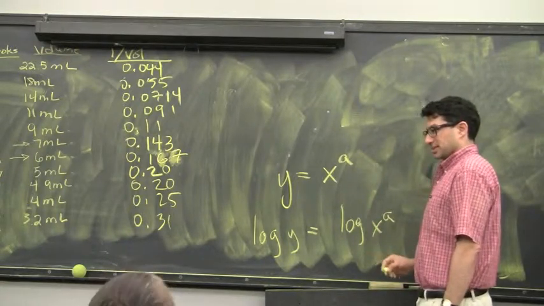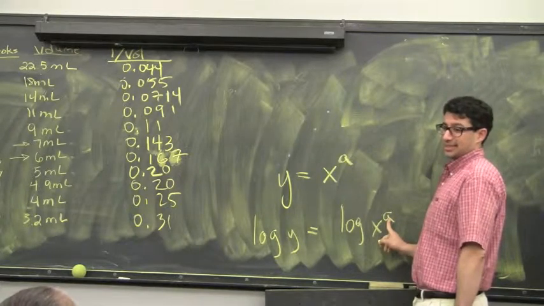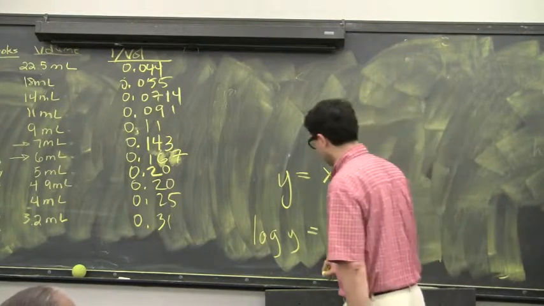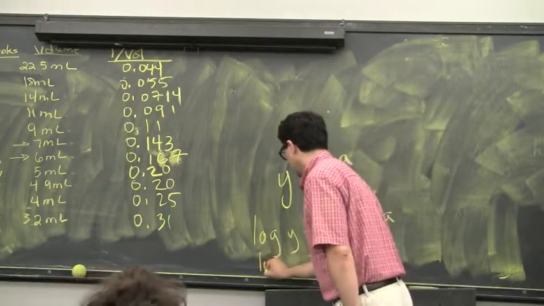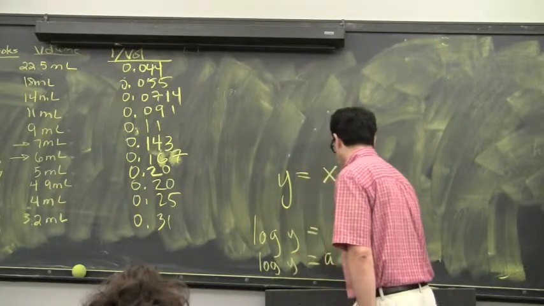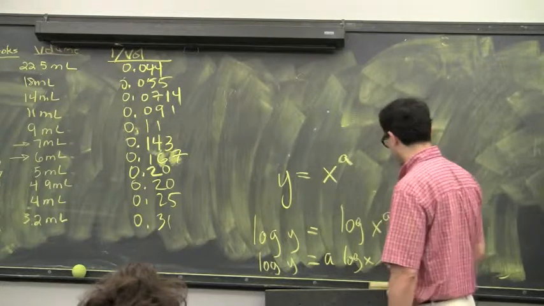Anybody remember the rules of logarithms? What can I do with this A if it's up here in the argument? It can come down to here, right? A times log of x. So this becomes log of y equals A times the log of x. And so then actually I'm home free.